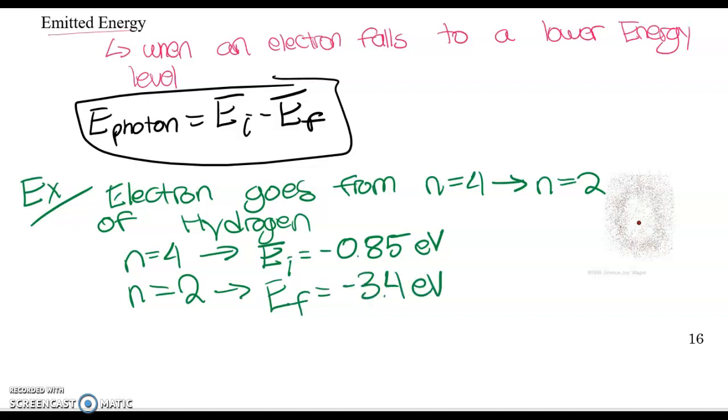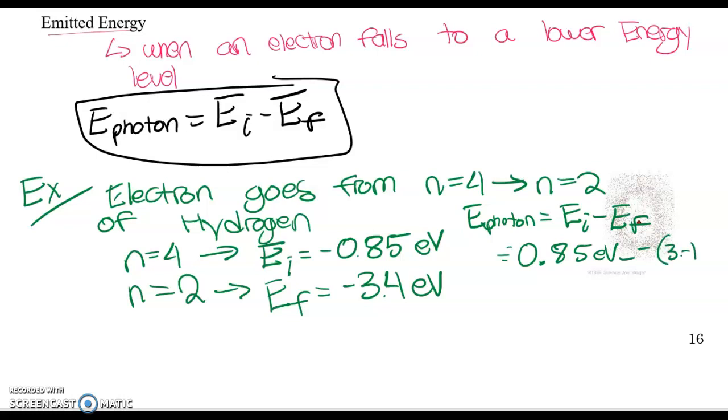Now the equation is written kind of weirdly because of that negative, but we're just going to find the energy of the photon by using E_i minus E_f, and then I'm going to plug in numbers. That's negative 0.85 electron volts minus the negative 3.4 electron volts. And if I plug that into my calculator, I get 2.55 electron volts as the energy of that emitted photon.